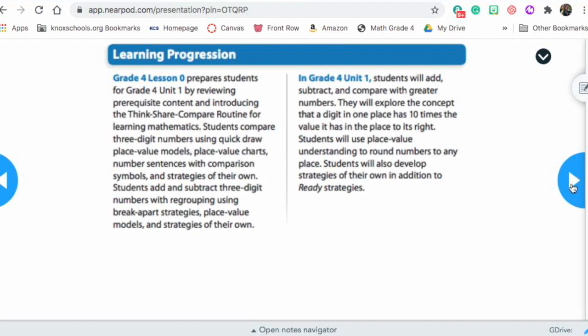In grade 4, unit 1, students will add, subtract, and compare with greater numbers. They will explore the concept that a digit in one place has 10 times the value it has in the place to its right. Students will use place value understanding to round numbers to any place. Students will also develop strategies of their own in addition to ready strategies. So that's why we're doing lesson 0, to get us ready for unit 1.